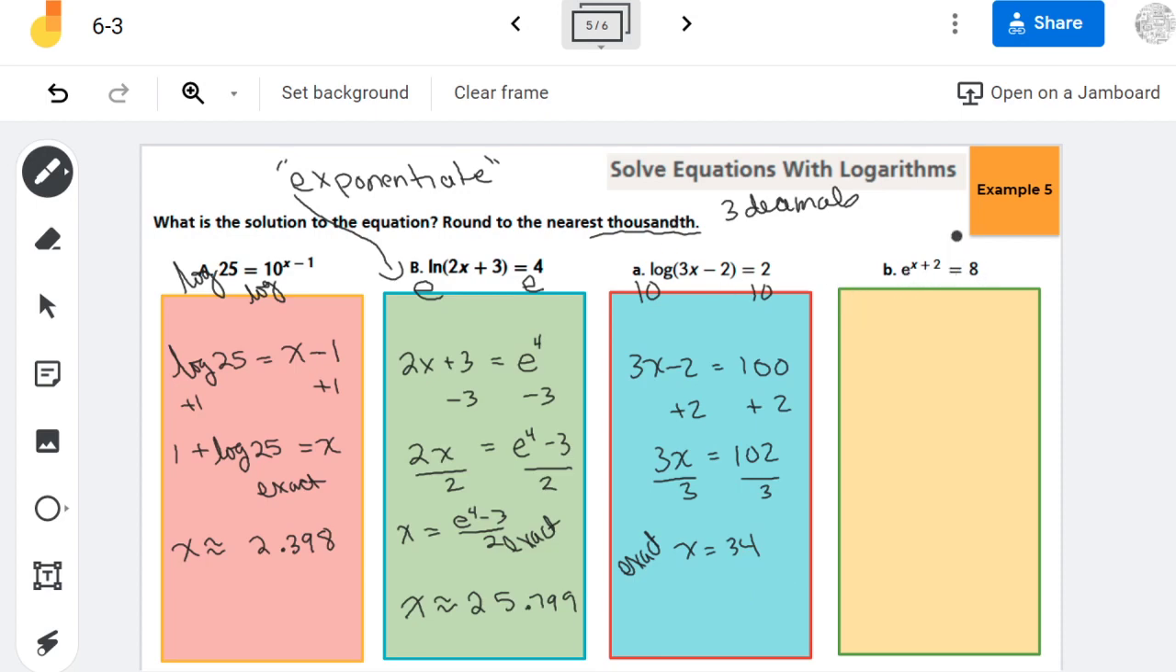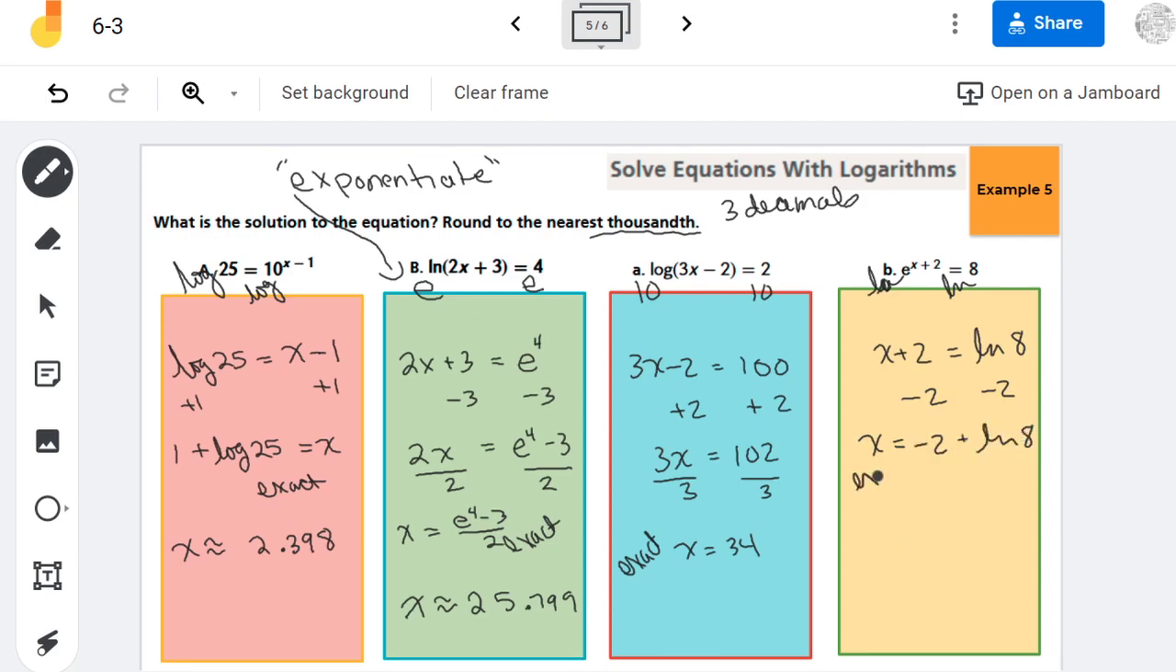All right, so one last problem. Now I have e raised to an exponent, and my variable is in that exponent. So what I have to do is take the log of each side to counteract that e. Now remember, if it's an e, the type of logarithm that I'm taking is the natural log, ln. So the natural log of e cancels out, and I'm left with x plus 2. And then I have the natural log of 8 over here.